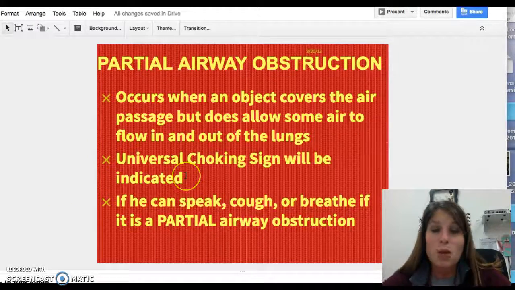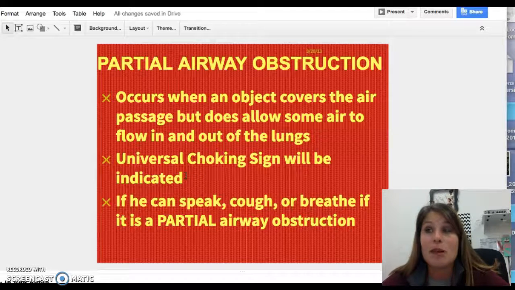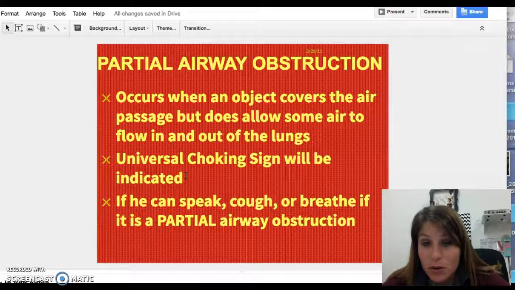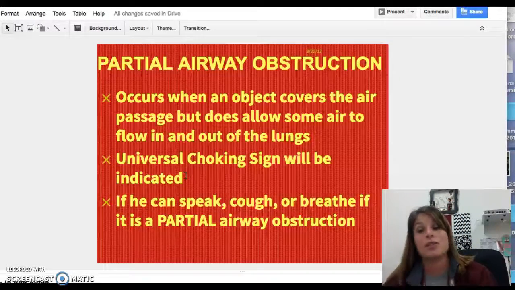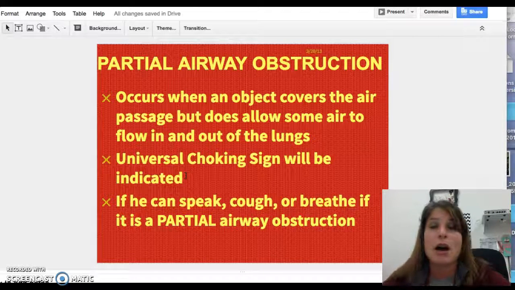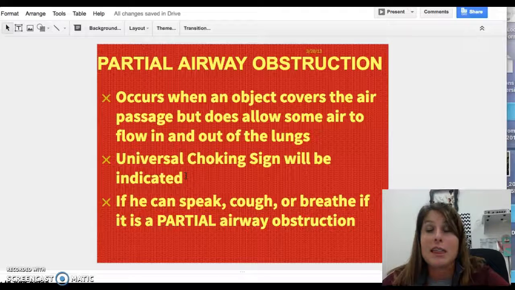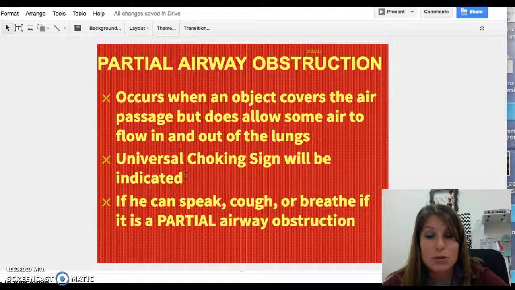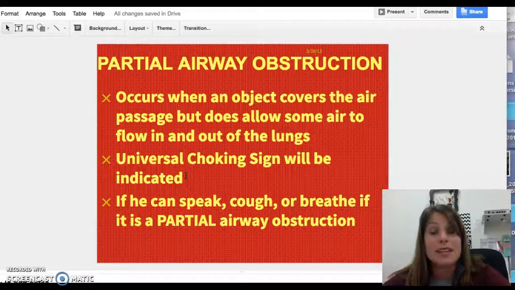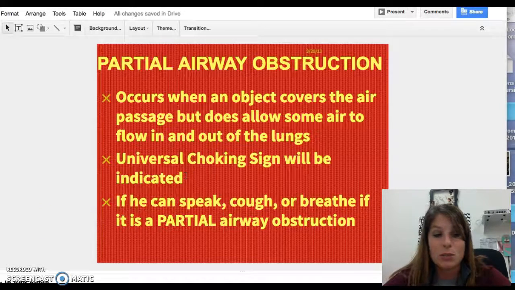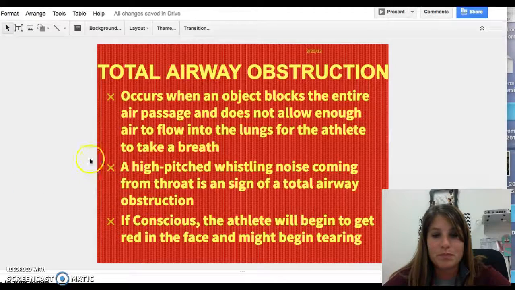With a partial airway obstruction, this is mostly going to be in your conscious choking victims. You're going to usually see this where they're getting some air, so it's enough to stay conscious, but it's not enough, so they're choking a lot, they're grabbing their throat. They might be able to partially speak to you, but this is usually going to lead to our next one, which is total airway obstruction.